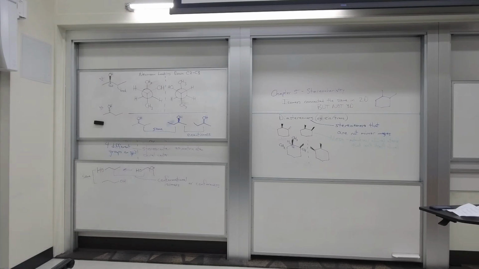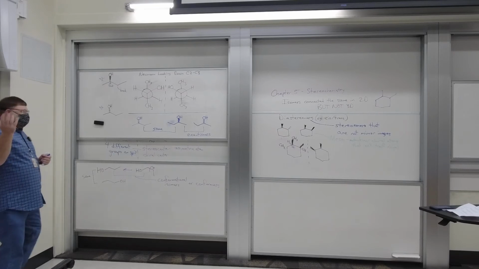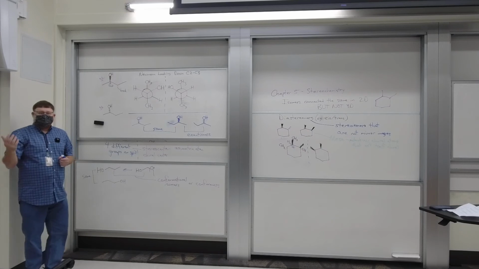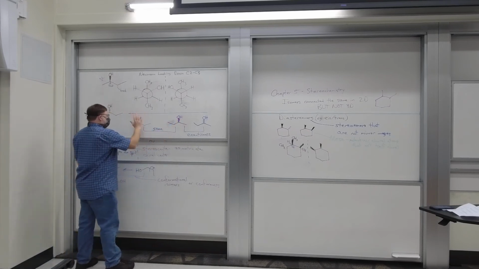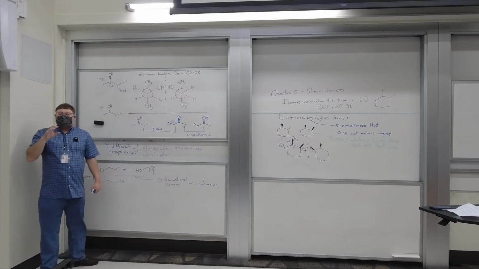So enantiomers are always going to be non-superimposable mirror images. So first of all, they have to be mirror images. Second, they have to be non-superimposable. Non-superimposable means you can't just turn them around. Okay, so like I said, you're taking this molecule, I'm flipping it over like that. If I do that, they overlay.